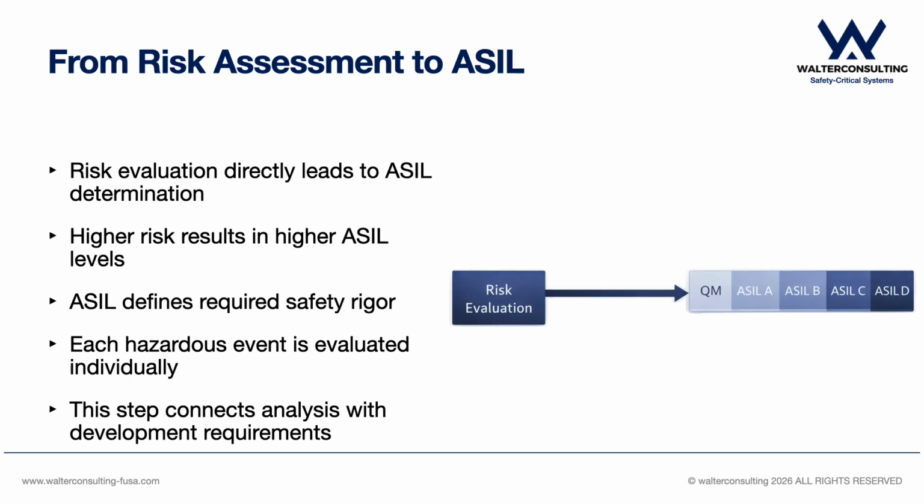Now we can connect everything. Once the risk has been evaluated, the next step is to determine the ASIL level. The relationship is straightforward. Higher risk leads to a higher ASIL. Lower risk leads to a lower ASIL or even QM.